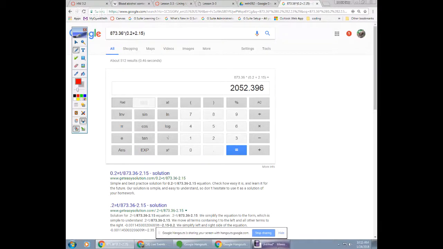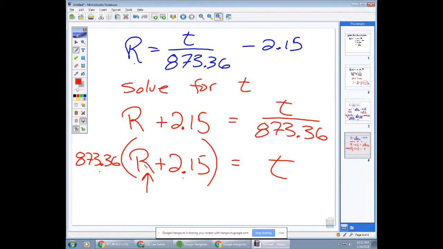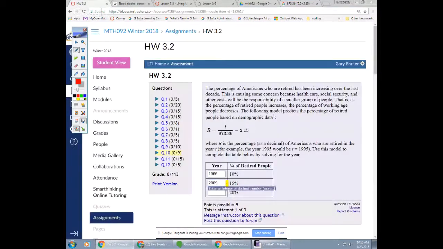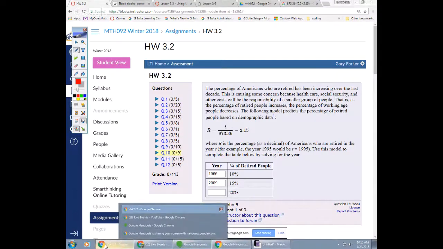Okay, so we have this formula, right? All we want to do is plug into this formula. So on my calculator, I'm just going to type that number times parentheses whatever percent I was given. In this case, I was given 20%. So R is the percent. If we look back here, it says R is the percentage as a decimal. So here, 20% would be 0.2.